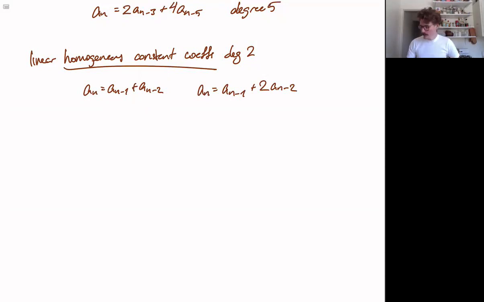And in general, a recurrence that satisfies all these conditions will always have the form a_n equals a constant times a_{n-1} plus another constant times a_{n-2}. These are, let's say, real numbers.